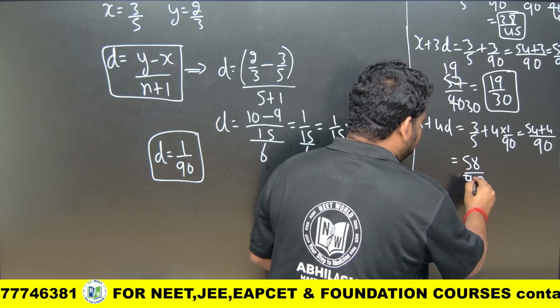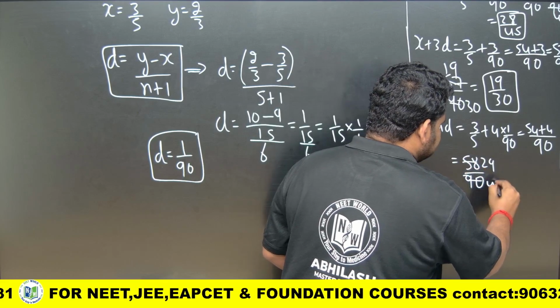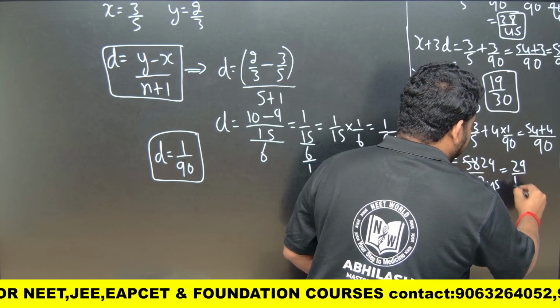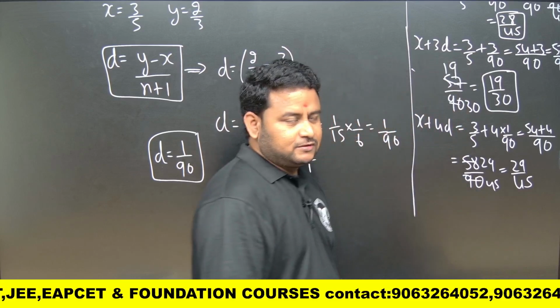Can I simplify further? Yes, I can divide by 2. 2 29s are 58, 2 45s are 90. So this becomes 29 by 45.